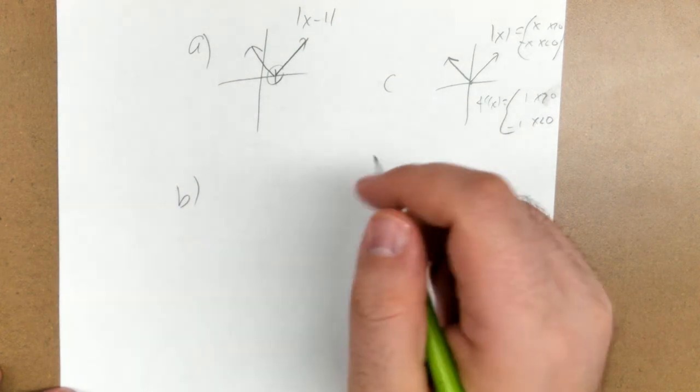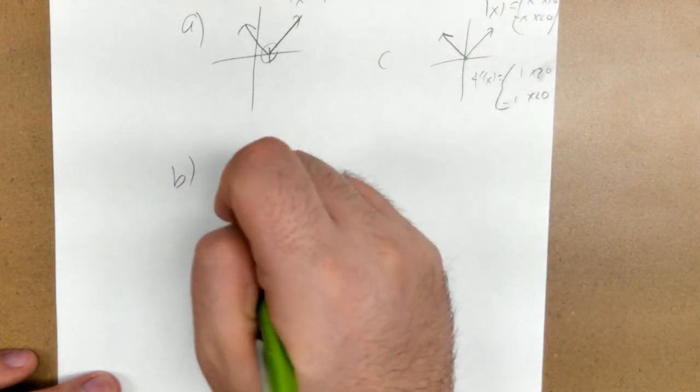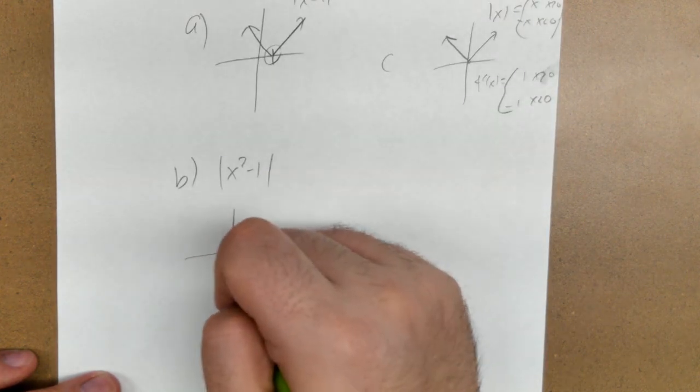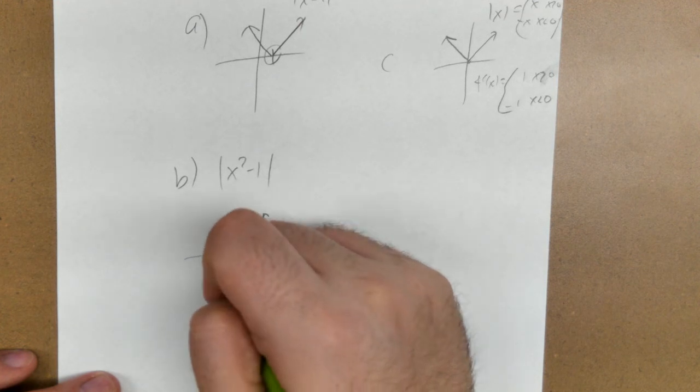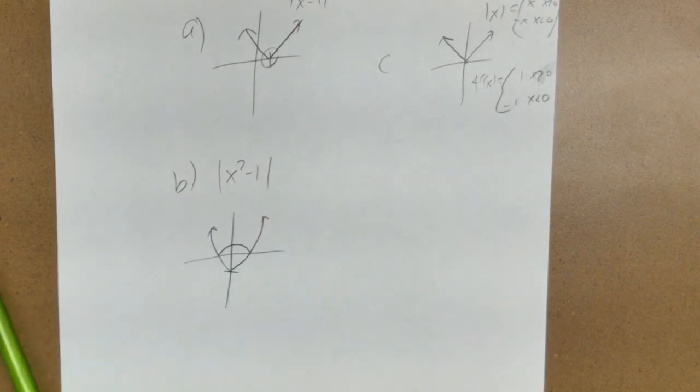Okay, so B is a little more complicated, and so is D. This is x squared minus 1 in absolute value. So if I graph that, it should look like this parabola, except it's going to look more like this. I'm not going to have that graph going underneath like I would like for it to.